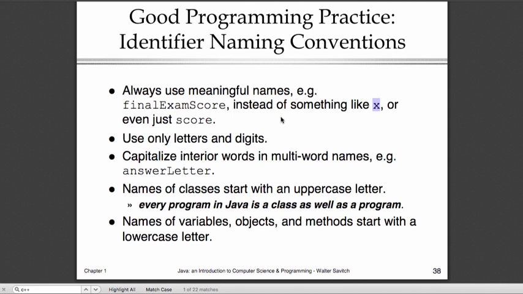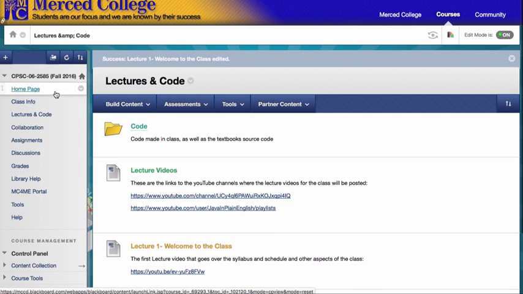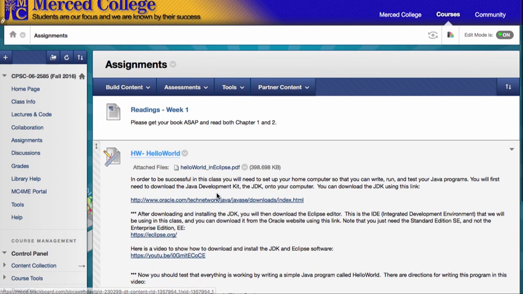All right, I'm going to let you go for this week. I will expect that you are going to read and study Chapter 1 and 2, your homework assignments this week, and get your Hello World program completed and attached inside of this assignment.